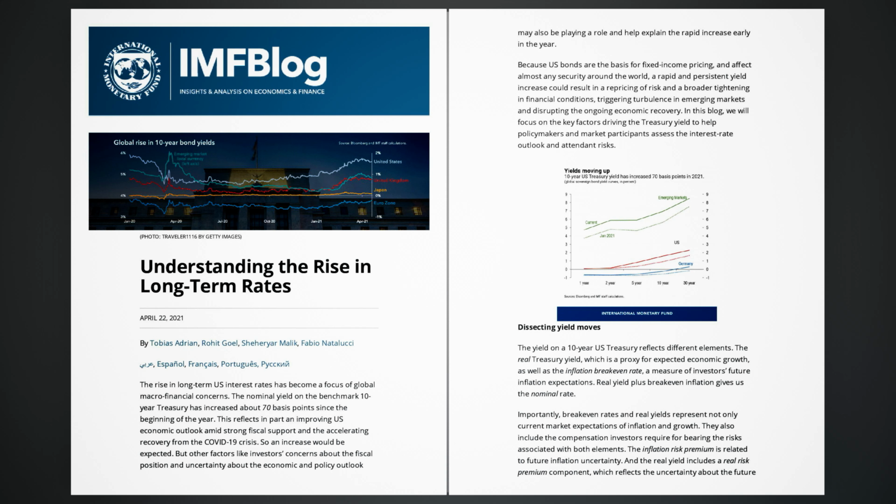Dissecting yield moves. The yield on a 10-year U.S. Treasury reflects different elements. The real Treasury yield, which is a proxy for expected economic growth, as well as the inflation break-even rate, a measure of investors' future inflation expectations. Real yield plus break-even inflation gives us the nominal rate. Importantly, break-even rates and real yields represent not only current market expectations of inflation and growth. They also include the compensation investors require for bearing the risks associated with both elements. The inflation risk premium is related to future inflation uncertainty, and the real yield includes a real risk premium component, which reflects the uncertainty about the future.